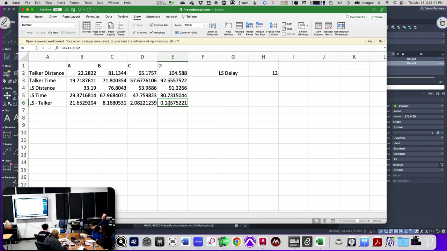What's the formula? I got equals E5 minus E3 plus... Stop thinking about Excel. I'm not trying to teach you Excel right now. The Excel part will come later. What I need you to understand is the math we are doing. We are taking the loudspeaker time minus the talker time. And then we are adding the loudspeaker delay, because that becomes part of the loudspeaker time. So it is loudspeaker time minus talker time plus the loudspeaker delay. That's the math. The formula in Excel will depend on where you put your data.